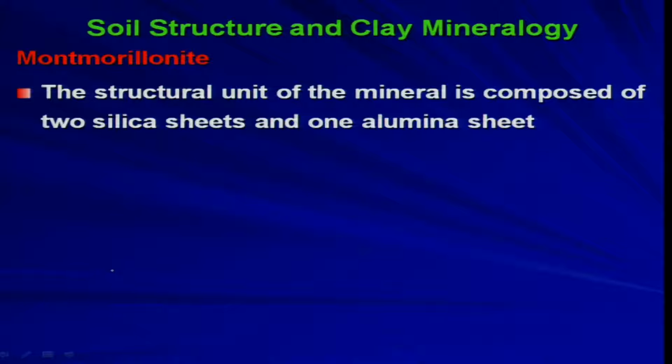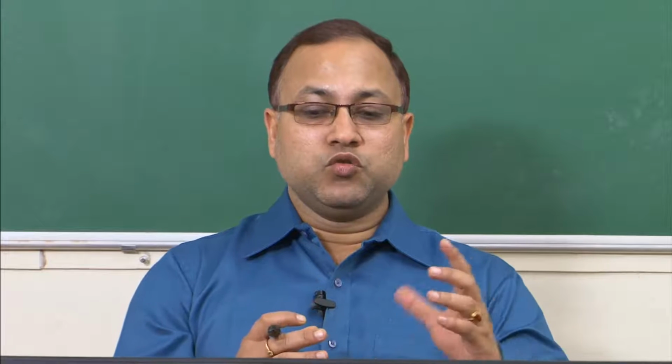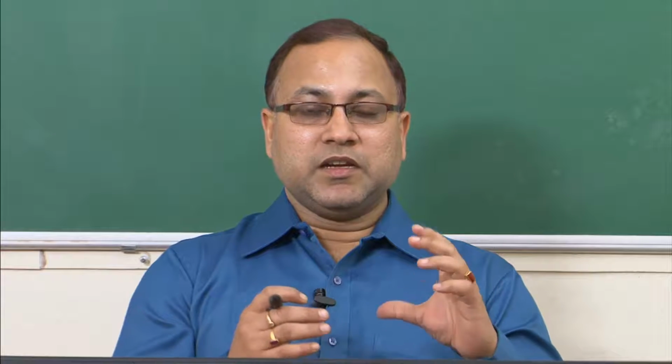Now, coming to the second kind of clay mineral, that is Montmorillonite. The structural unit of the mineral is composed of 2 silica sheets and 1 alumina sheet. In case of kaolinite, we have seen 1 silica sheet and 1 alumina sheet, but in case of Montmorillonite, you have 2 silica sheets and 1 alumina sheet. The octahedral sheet is sandwiched between 2 silica sheets with the tips of the tetrahedra combining with the hydroxyls of the octahedral sheet to form a single layer. What does it mean? That means your octahedral sheet, the alumina sheet or the gibbsite sheet, is getting sandwiched between 2 tetrahedral sheets, that is the silica sheets, and that will form the single layer.